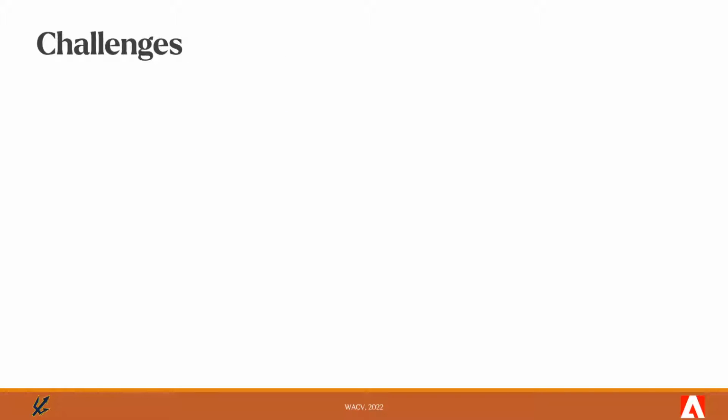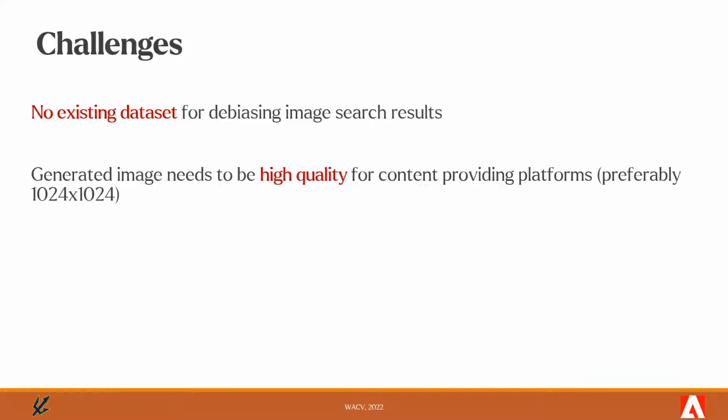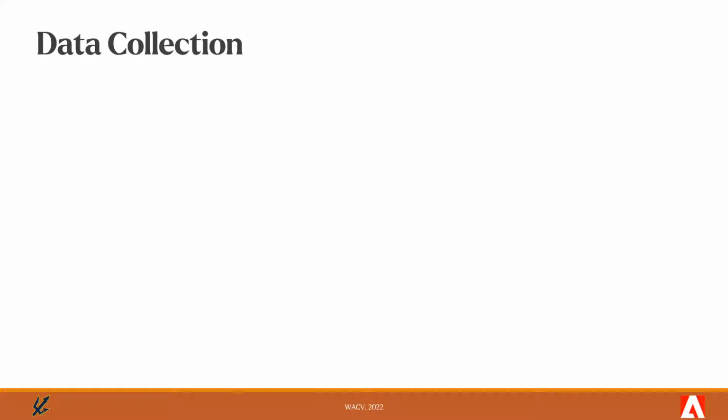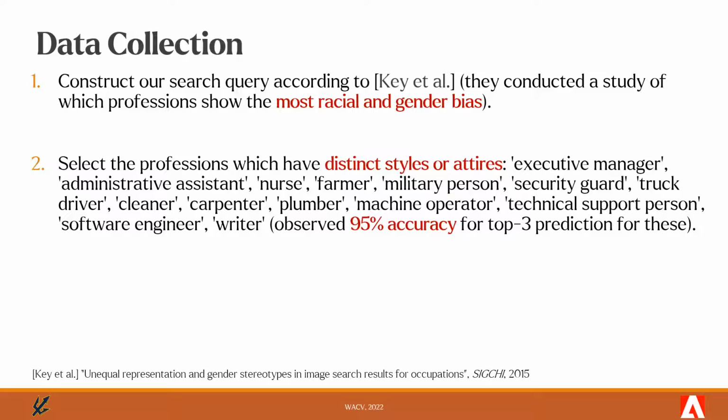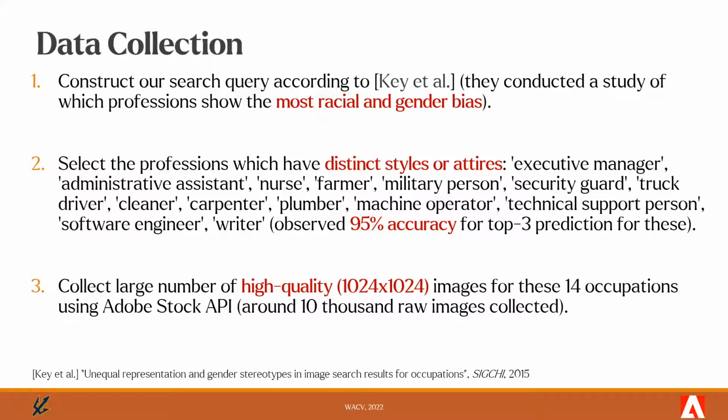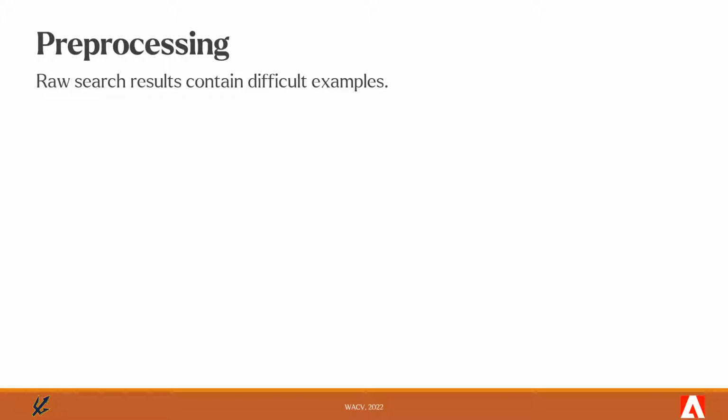There are many challenges in this domain. For example, there is no existing dataset for debiasing image search results. The generated images also need to be high quality, and we also need to overcome the imbalance in the dataset for training such a generative model. To overcome the first challenge, we first collected the dataset using the search queries according to this study, and we collected high quality images for these 14 professions.